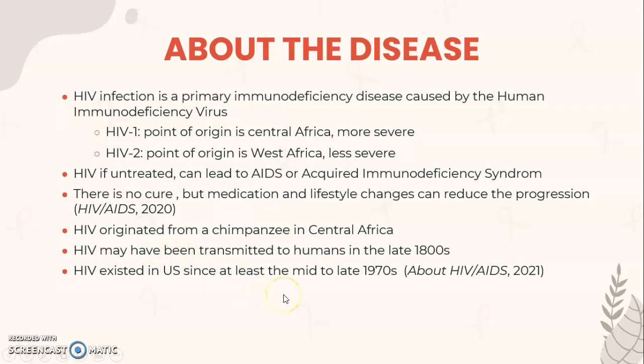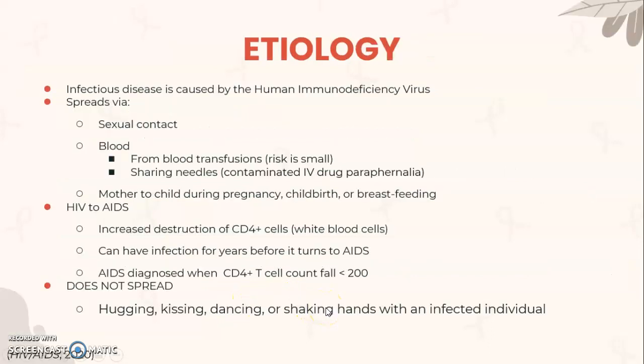HIV originated from a chimpanzee in Central Africa, and it may have been transmitted to humans in the late 1800s. It existed in the United States since at least the mid to late 1970s. A little bit about the etiology. HIV is an infectious disease caused by the human immunodeficiency virus, as stated before. It spreads via sexual contact, and blood from blood transfusions, but this risk is small because they do test the blood that they use before they do these blood transfusions. Sharing needles from contaminated IV drug paraphernalia. And it also spreads from mother to child during pregnancy, childbirth, or even breastfeeding.